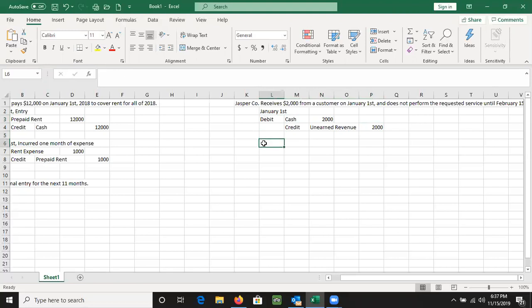So on February 15th, the company is going to debit unearned revenue, getting rid of the liability, when they perform the service, and they're going to credit revenue, specifically service revenue. Real revenue is not recognized until it's performed. Unearned revenue is a placeholder for it.